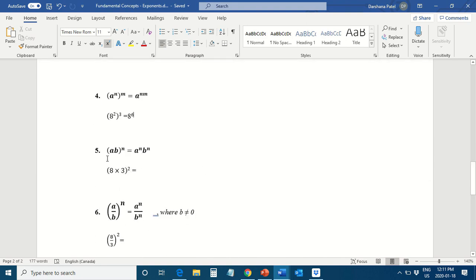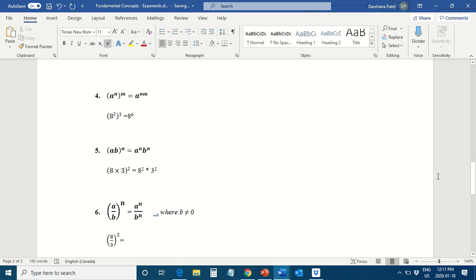Rule number 5 then, if two terms are being multiplied and then there is an exponent outside the bracket, that exponent applies to both variables or both numbers inside the bracket. So a times b all to the power of n is a to the power of n times b to the power of n. So example here, it will be 8 to the power of 2, 8 squared basically, times 3 to the power of 2, 3 squared.